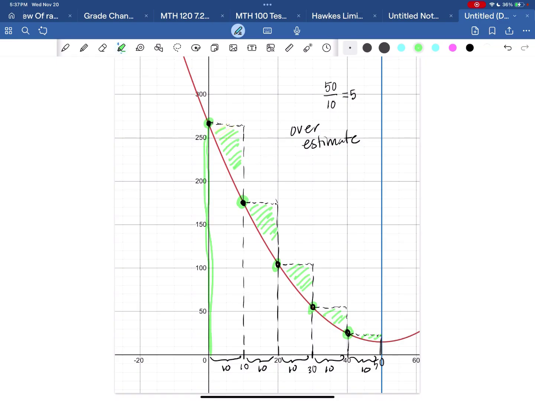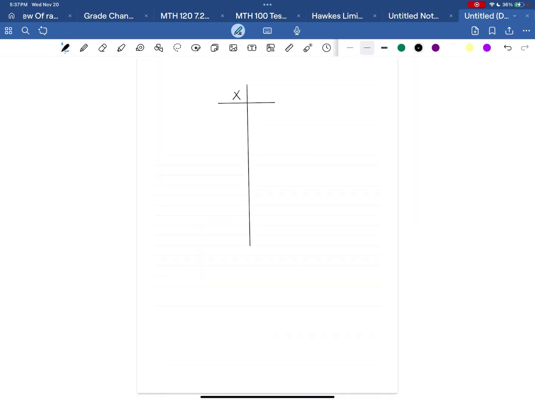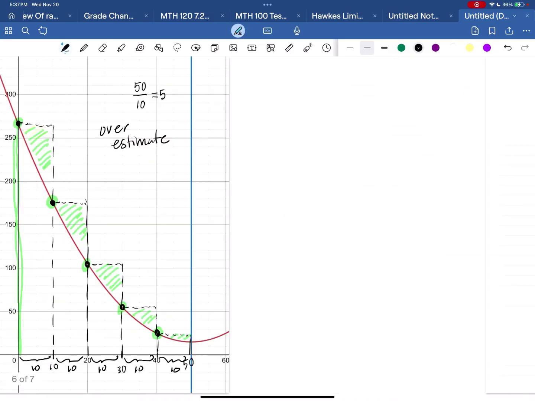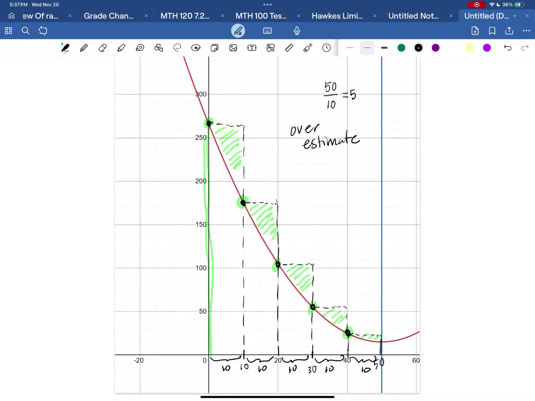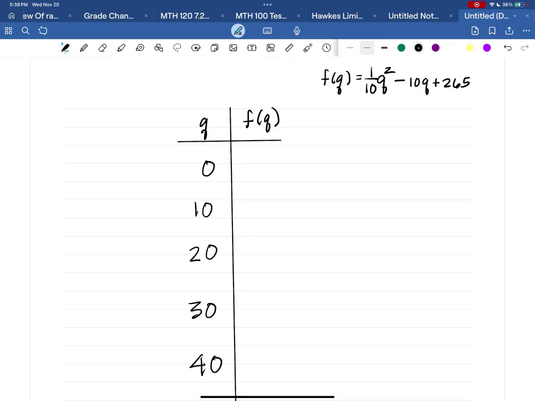So we're going to make a table using x is 0, 10, 20, 30, and 40. Now, when we go from the left, we're not going to use 50 because our last rectangle starts at 40. So if I put a 0 in there, I'm going to get 265. So that first height is 265. So length times width, okay, is 265 times 10, which is 2650.